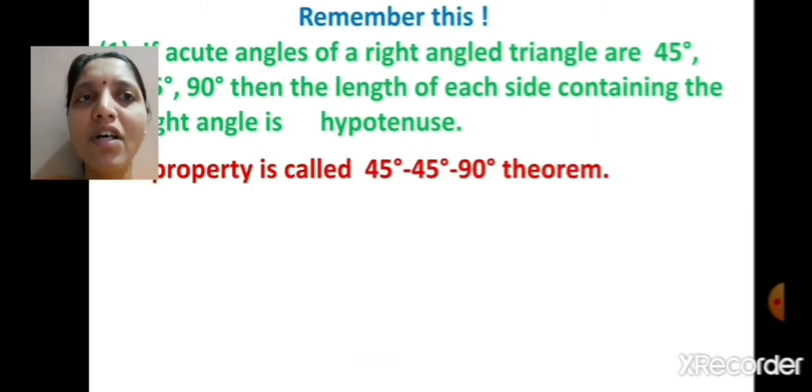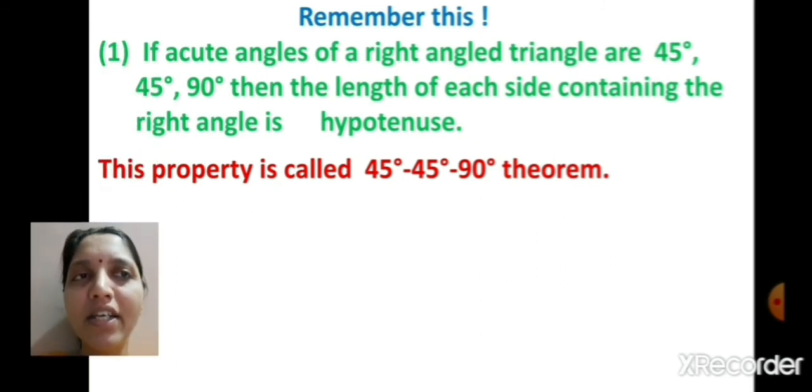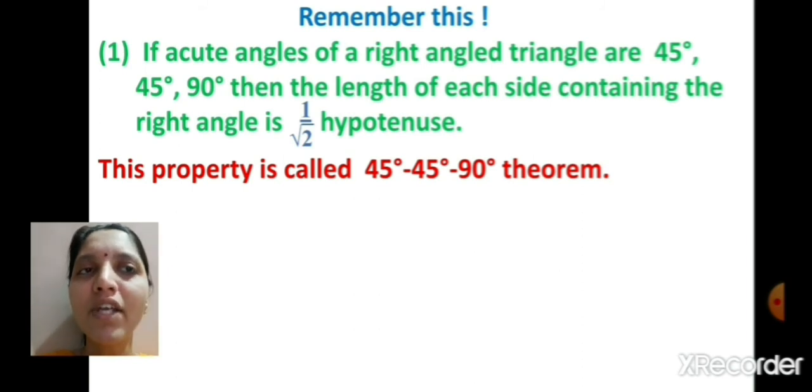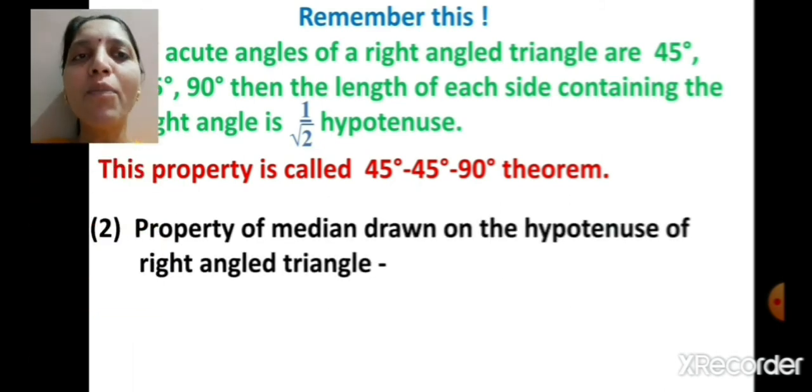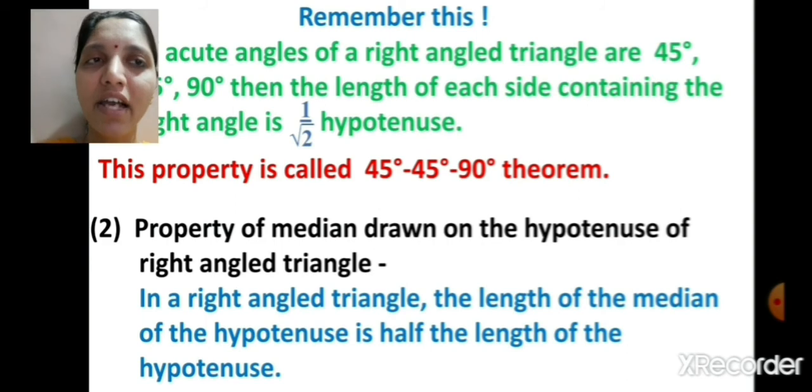After that, we have learned the 45 degree, 45 degree, 90 degree theorem. If the acute angles of a right angle triangle are 45 degree, then the length of each side containing the right angle is 1/√2 times the hypotenuse. This property is known as the 45 degree, 45 degree, 90 degree theorem. After that, we have learned the property of the median drawn on the hypotenuse of a right angle triangle, which states that in a right angle triangle, the length of the median on the hypotenuse is half the length of the hypotenuse.